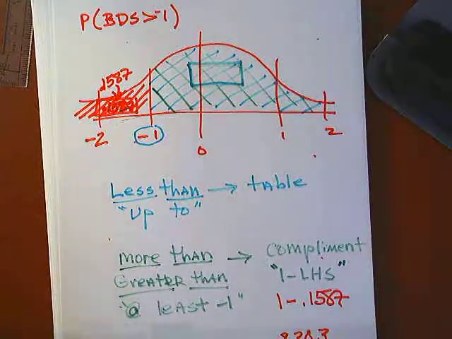We want this side. So we go down here, 1 minus 0.1587, and that's going to give us, using your handy dandy math, 0.8413. I have no idea, so you have to check that. Let's check with our handy dandy calculator.